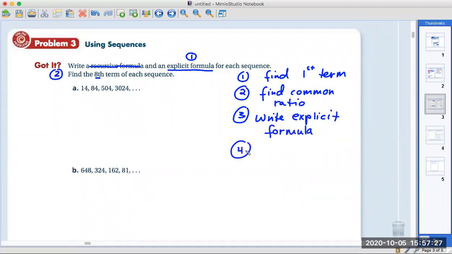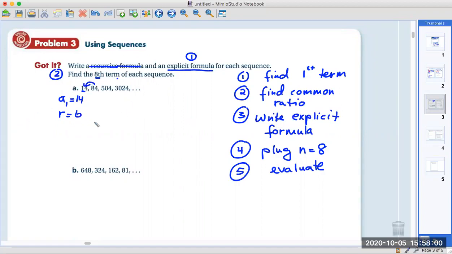4, plug in for n 8 because we're looking for the 8th term. And 5, evaluate. Evaluate means use your calculator and find the answer. So first term, a sub 1, 14. Common ratio, r, 84 divided by 14 is, use your calculator, it's 6.